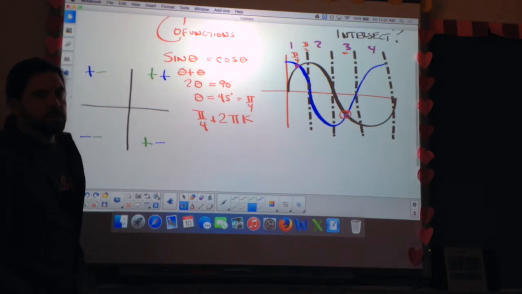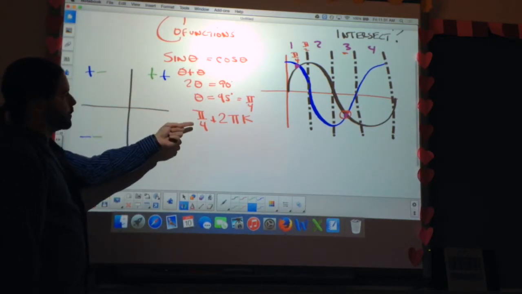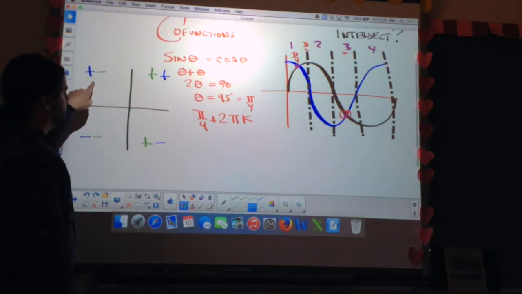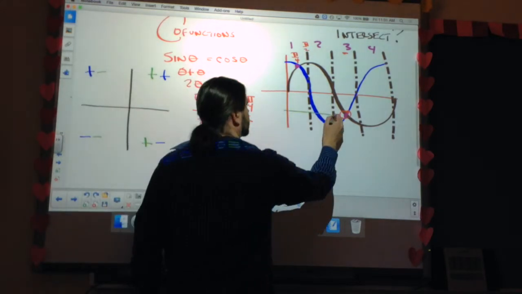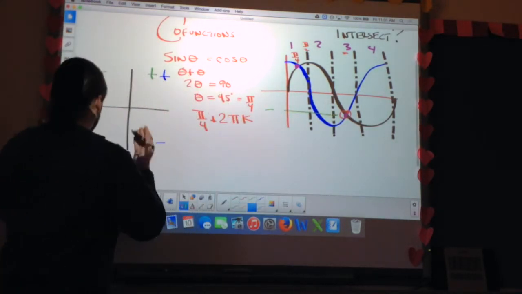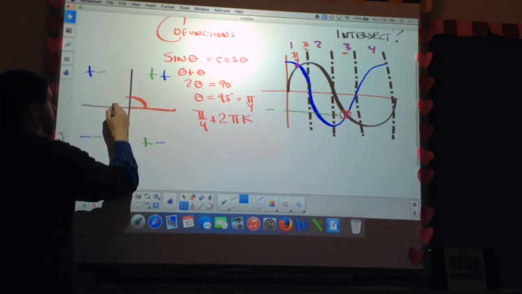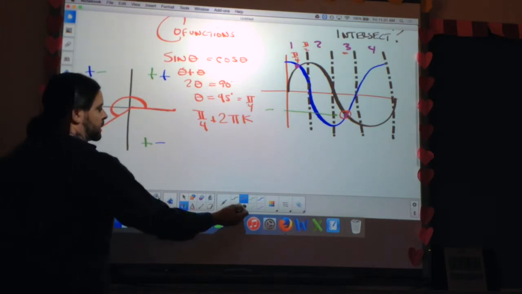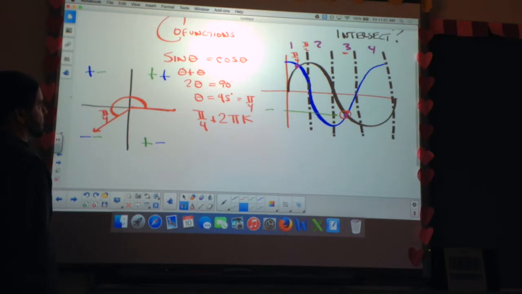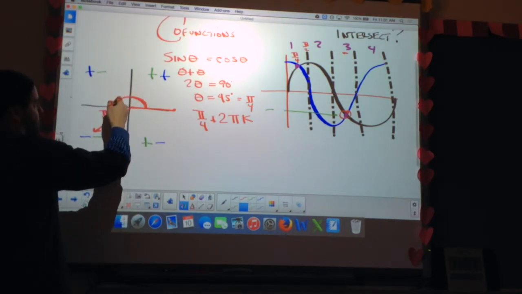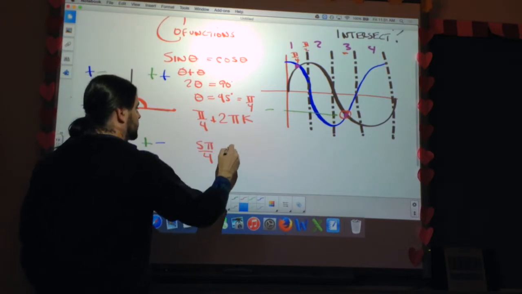In order for the graphs to meet, they have to be equal. We figured out in the 1st quadrant it's pi over 4. They can't be equal here or here because they're different signs. They've got to be equal here. And in fact, we can see that they're equal when they're negative. So this has to be in this quadrant. If it's in this quadrant, it's going to have to be an angle of reference of 45 degrees. We already know that. So it's pi over 4 as a reference angle there. If it's 4 pi over 4, this would be 5 pi over 4. So I could say 5 pi over 4 plus 2 pi k.